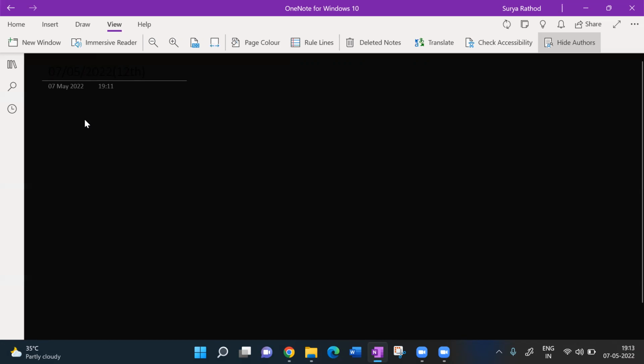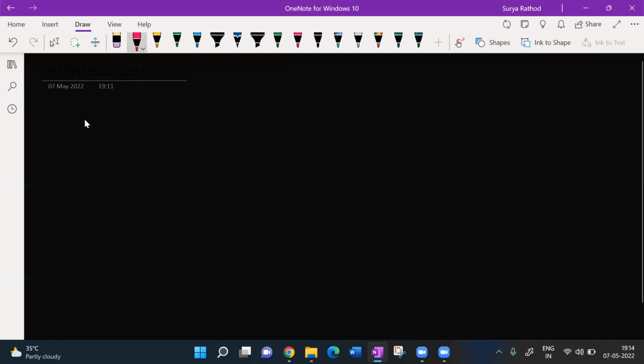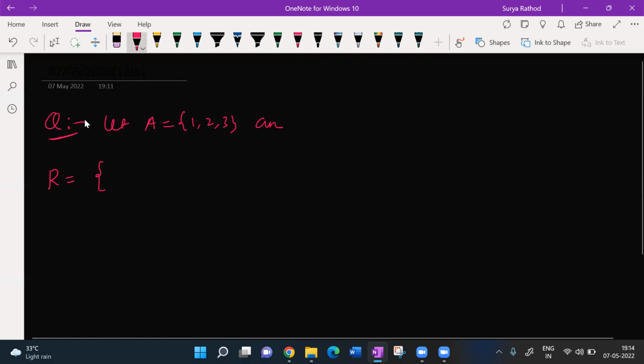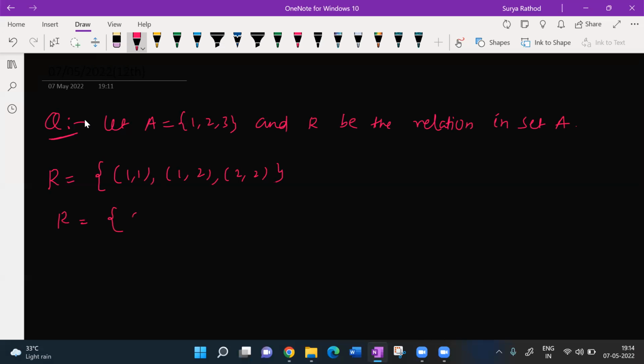Okay, I'll give a couple of questions now. Let's see whether it is a reflexive relation or not. Question is, let A be equal to {1, 2, 3} and R be the relation in set A. R1 is {(1,1), (1,2), (2,2)}. R2 is {(1,1), (1,3)}. Check whether they are reflexive or not.